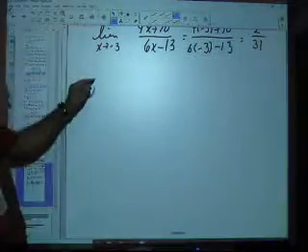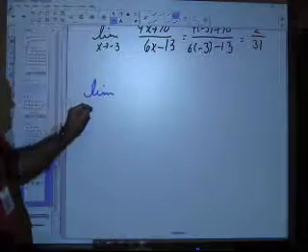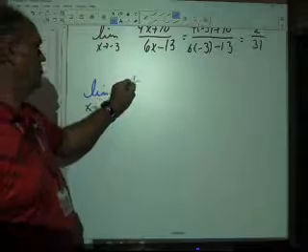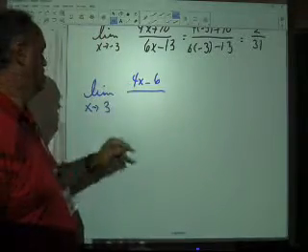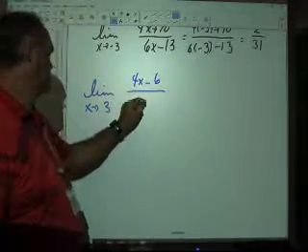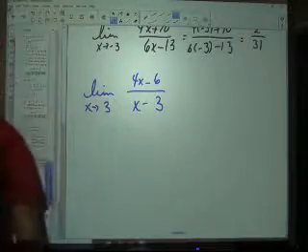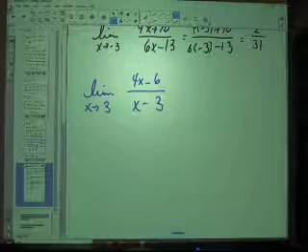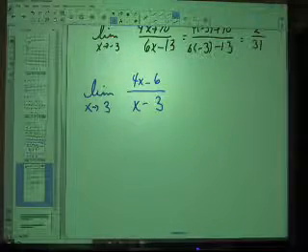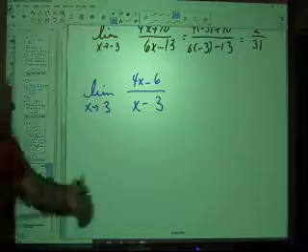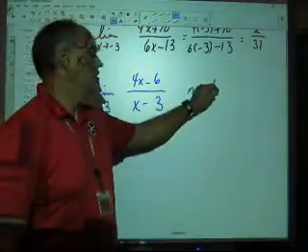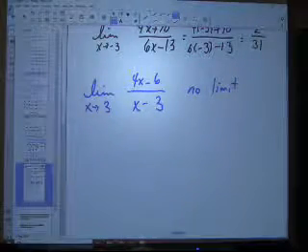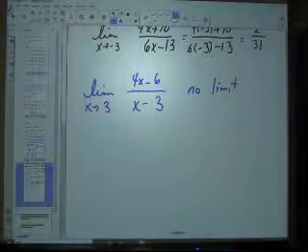Try this one. The limit as x approaches 3 of, let's see, 4x minus 6 over x minus 3. We get an answer. That's undefined. We get a 0 in the denominator. And this has no limits.